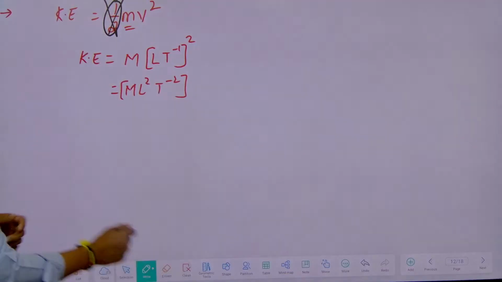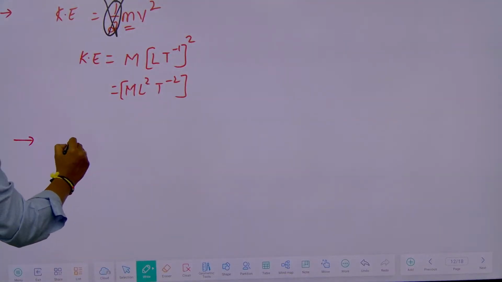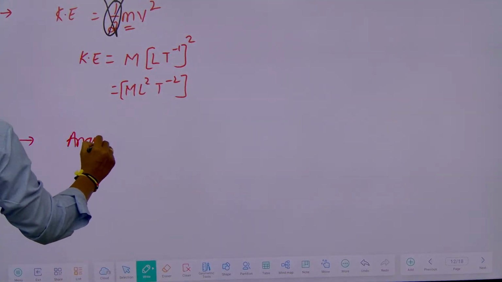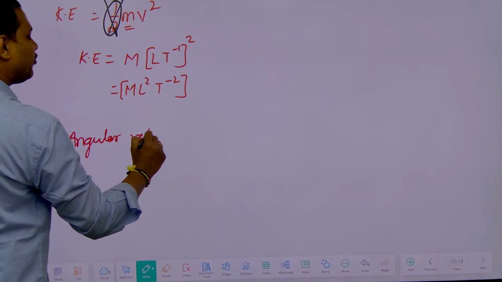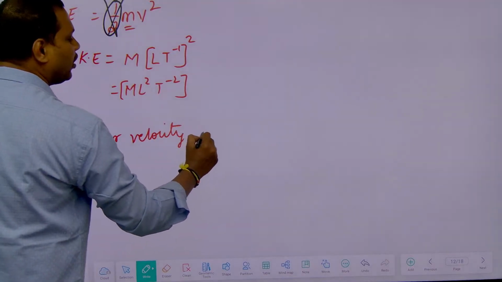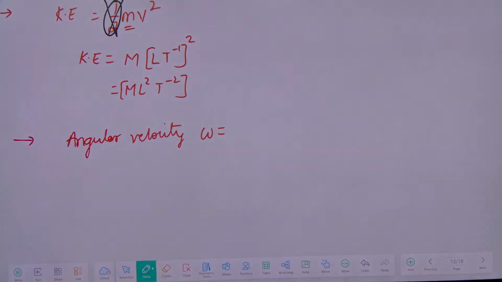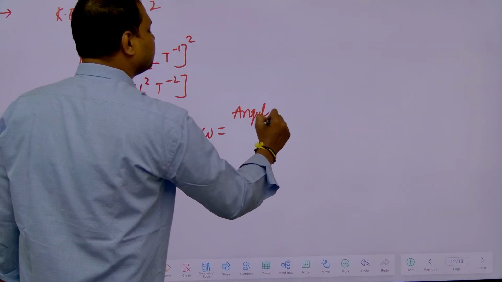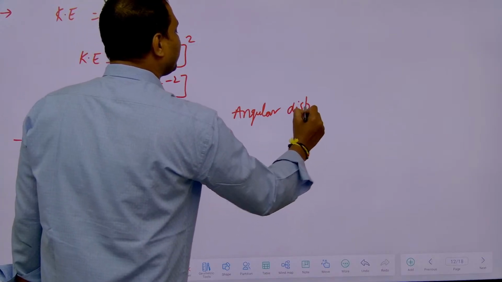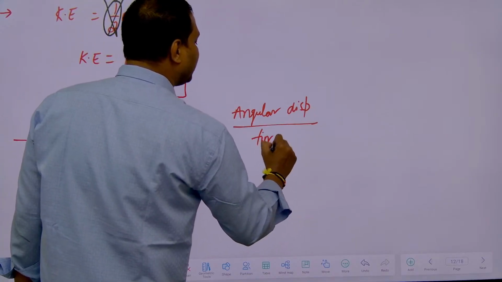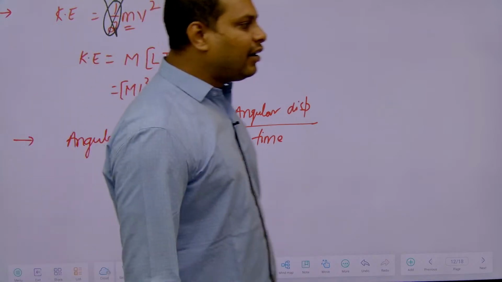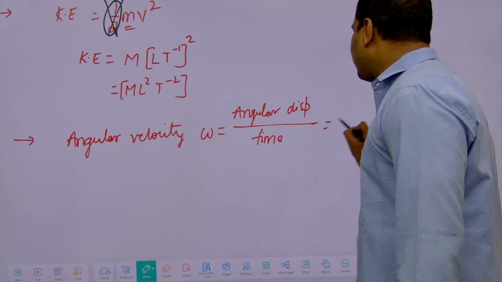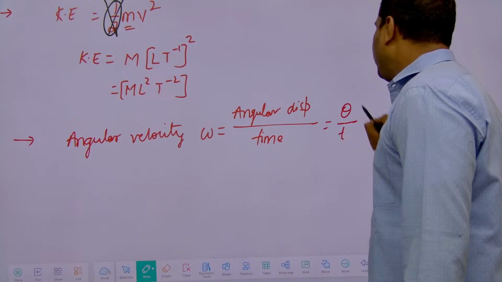Okay, next one, angles. Suppose I take angular velocity. Now look at the angular velocity. This you write, please. For your practice, angular velocity is taken as angular displacement by time. So angular displacement you can take as theta, and time is t.